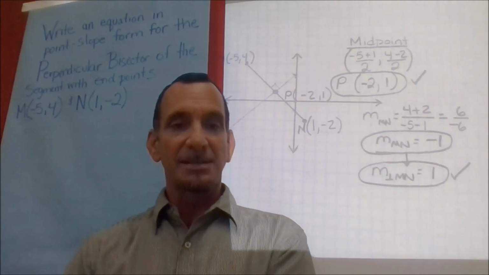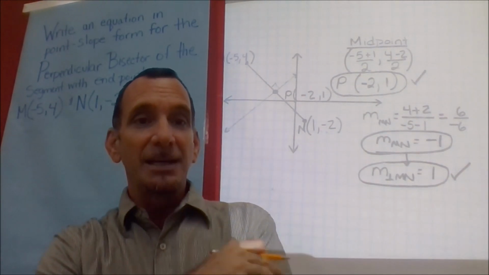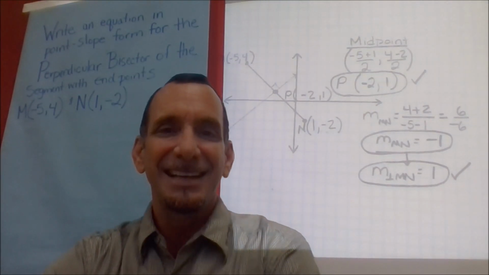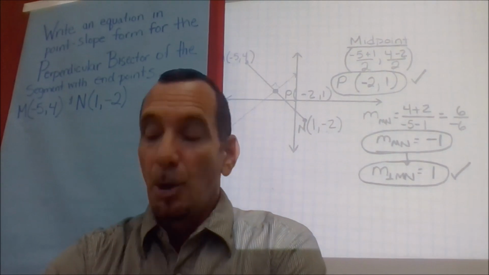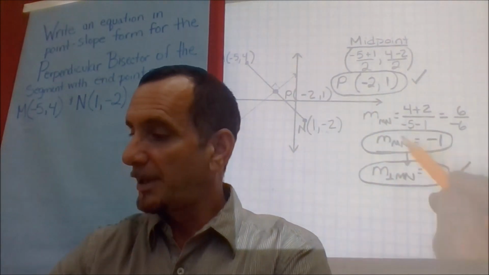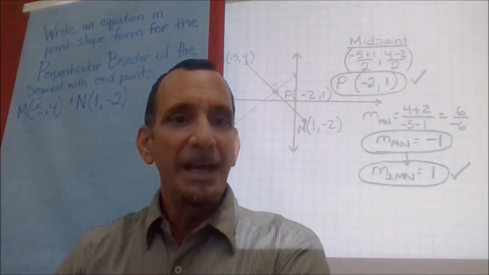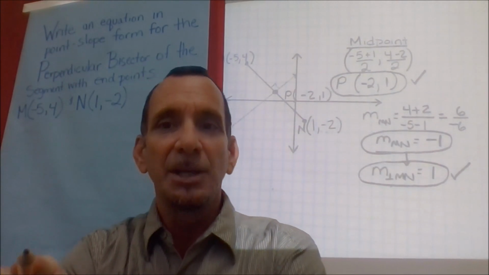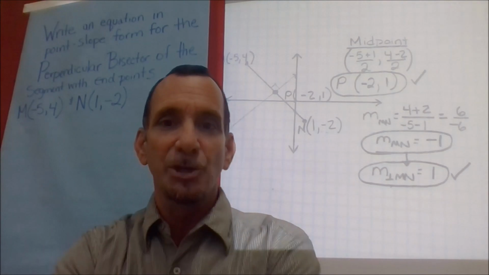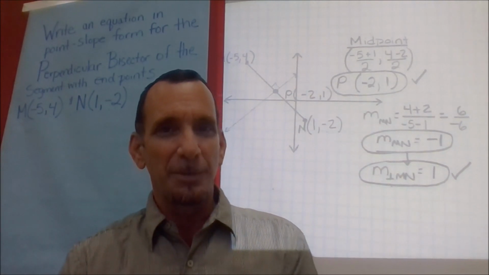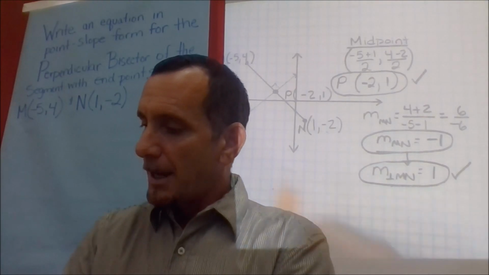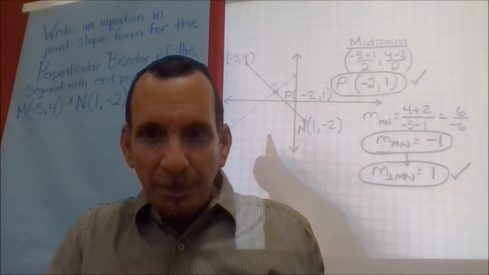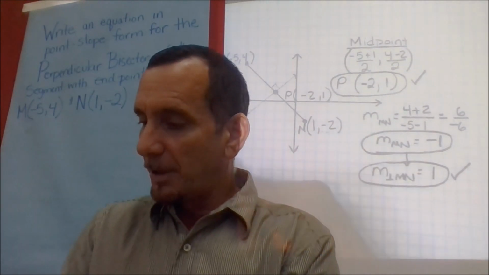Now this is the slope that I can use to write an equation in point-slope form. Guess what? We're almost done. We have a point on the perpendicular bisector, and we have the slope of the perpendicular bisector. And now we can write an equation of the perpendicular bisector in point-slope form. So let's do that. We know this formula. We're going to use it all the way through AP Calculus, and we're going to do that formula right now.